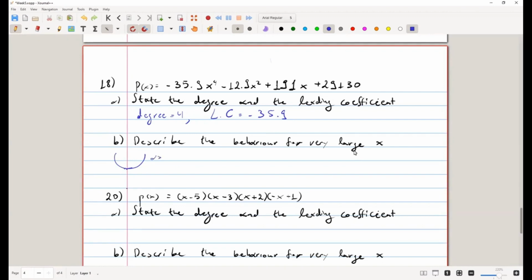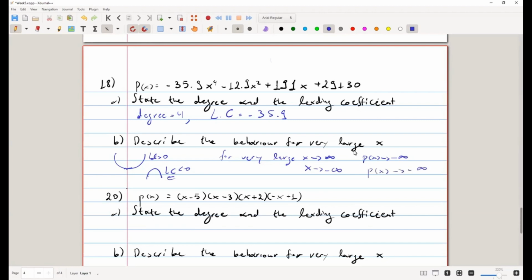a positive leading coefficient. For a parabola or any even degree polynomial with a negative leading coefficient, it'll be looking like this. Here we do have a leading coefficient that is negative, and we do have an even degree. So for the behavior for very large x, in one case, x goes to infinity, then the polynomial goes to negative infinity. As we see, it goes down. Now for x goes to negative infinity, we also have that the polynomial goes down.